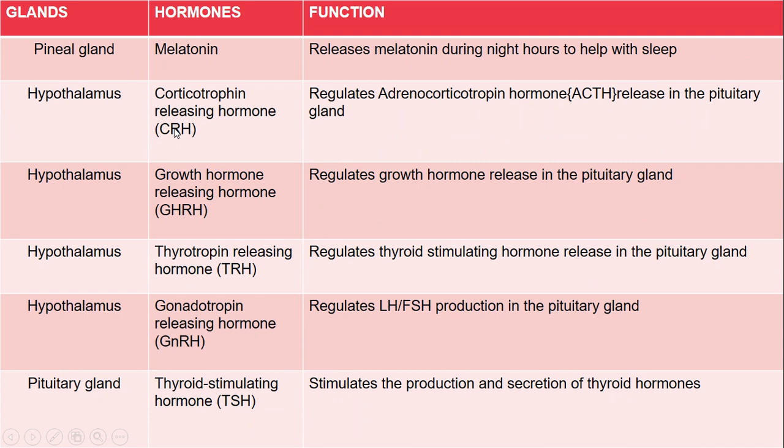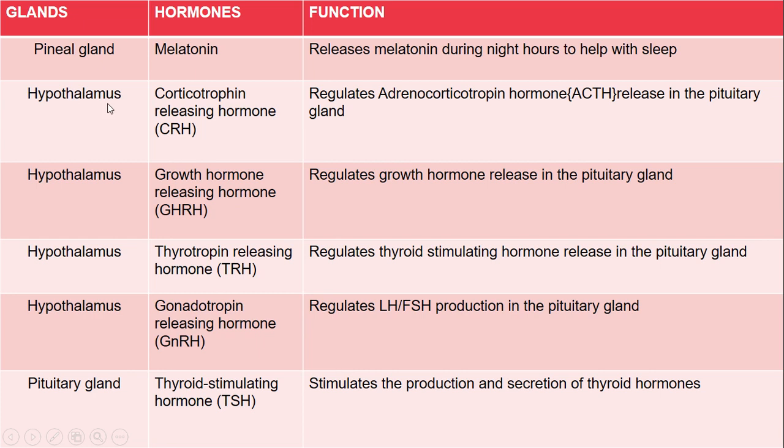So what signal is it giving? The hypothalamus releases releasing hormones like corticotrophin releasing hormone. Corticotrophin releasing hormone regulates the adrenocorticotrophin hormone release in the pituitary gland. So the brain gives command to the hypothalamus, and the hypothalamus gives command to the pituitary gland to release such hormone. The pituitary gland then gives command to the organs which release that hormone. So it is interconnected. From the brain, the hypothalamus receives signal, from the hypothalamus it goes to the pituitary, and then from the pituitary to the organs.